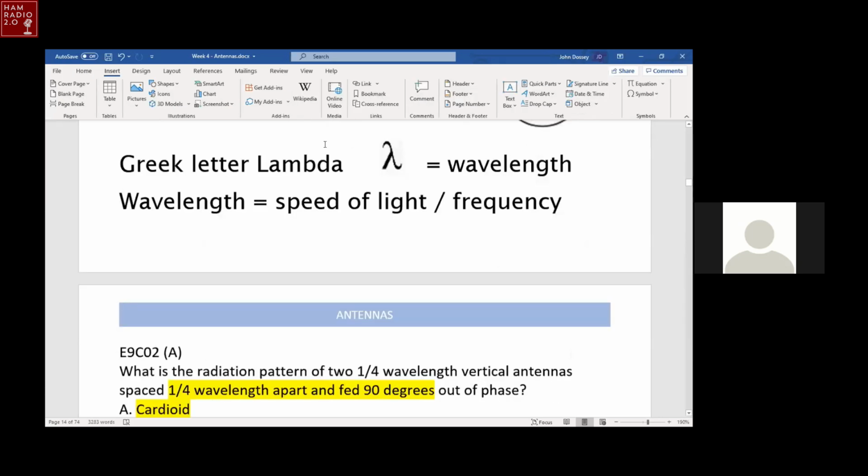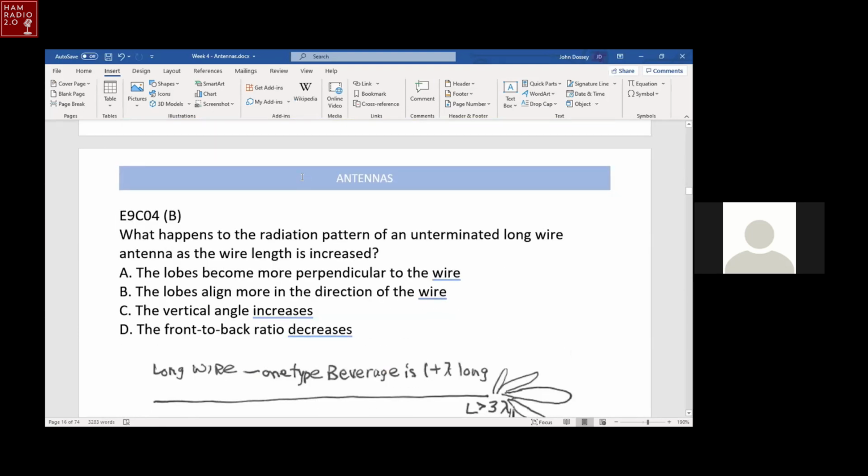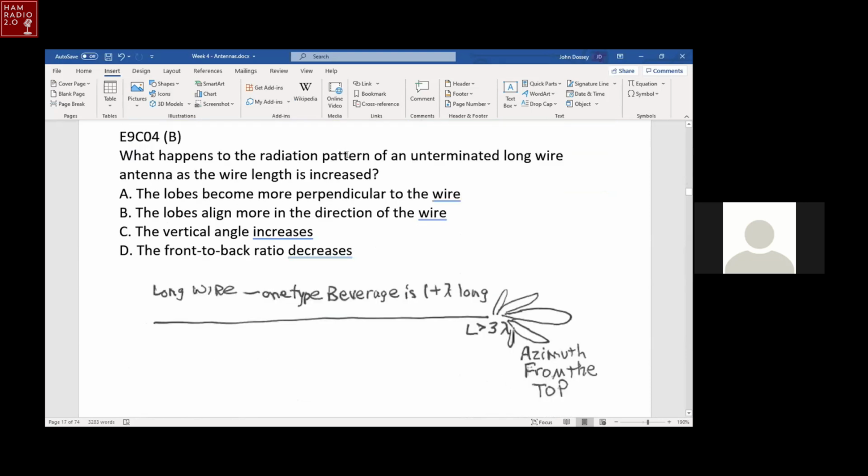All right, then let's move on. We did those. Okay. What happens to the radiation pattern of an unterminated long wire antenna as the wire gets longer? Well, I've made a sketch down here of a long wire. One type of long wire antenna is called a beverage antenna. That's 1 or more wavelengths long. This question's talking about antennas that are 3 or more wavelengths long.